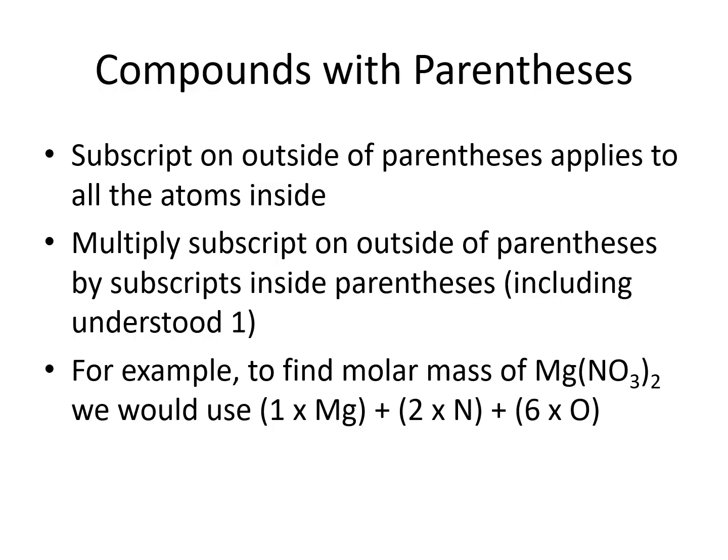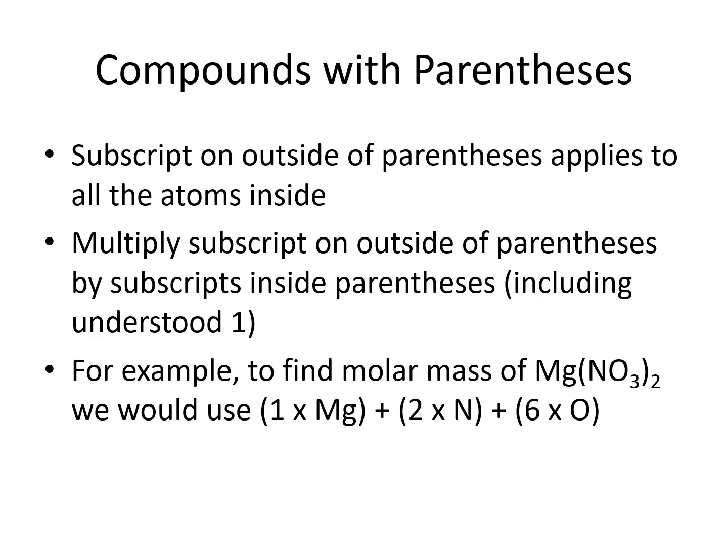When a compound contains parentheses, take the subscript on the outside of the parentheses and multiply it by the subscripts on the inside of the parentheses to find out how many of each element the compound contains. For example, to find the mass of magnesium nitrate, you would take the subscript of 2 and multiply it by the understood subscript of 1 on the nitrogen to get 2, and multiply it by the subscript of 3 on the oxygen to get 6.